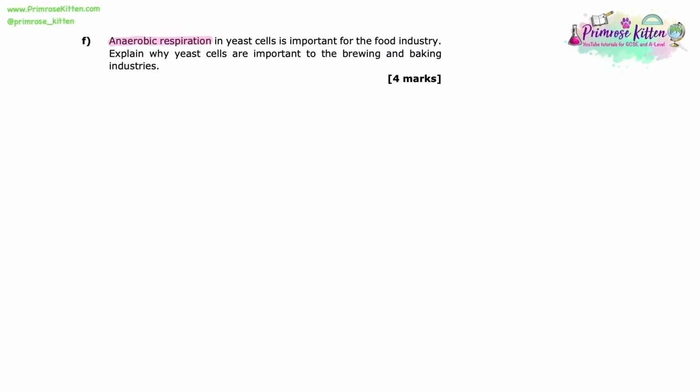Anaerobic respiration in yeast cells is important for the food industry. Explain why yeast cells are important to the brewing and baking industries. Okay, so it's an explain why, so we need to give reasons for each one. So reasons why yeast cells are important for brewing and reasons why they're important for baking. So in brewing, that means it's used to make beer and alcoholic drinks like wine, and in baking, it's used to make bread. So that's what it's used for.